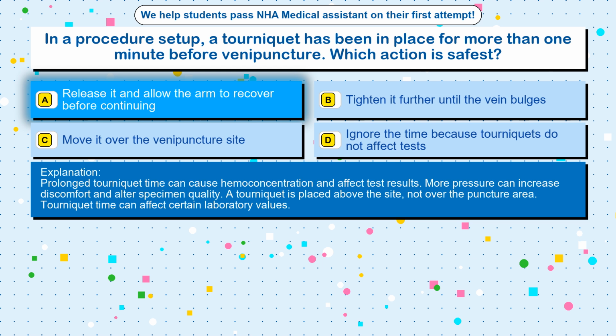Prolonged tourniquet time can cause hemoconcentration and affect test results. More pressure can increase discomfort and alter specimen quality. A tourniquet is placed above the site, not over the puncture area. Tourniquet time can affect certain laboratory values.